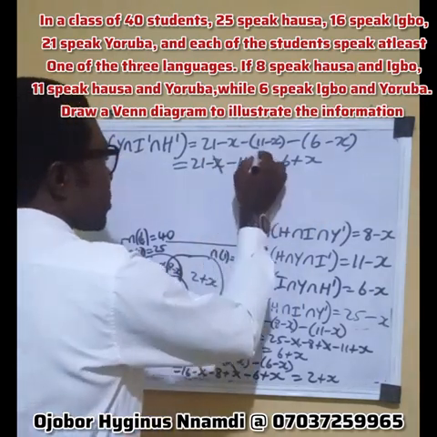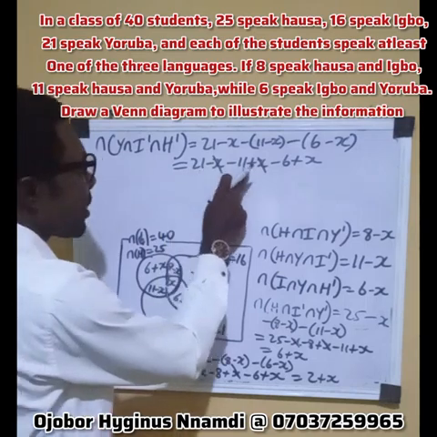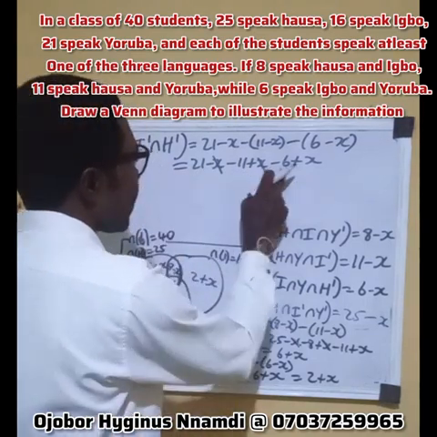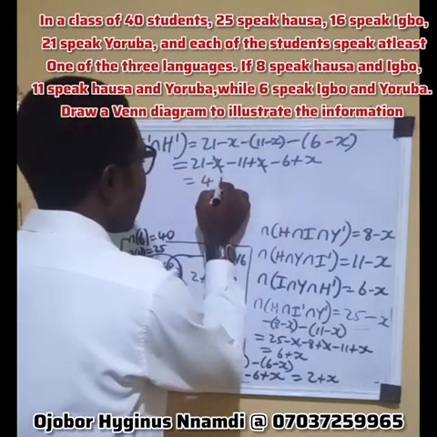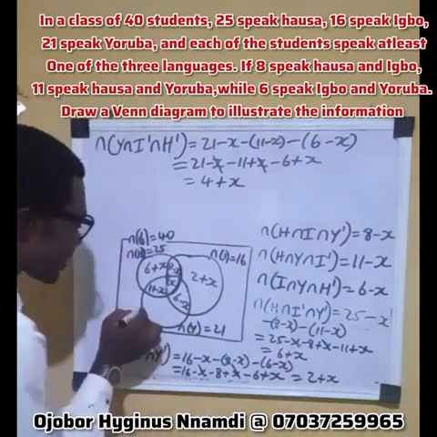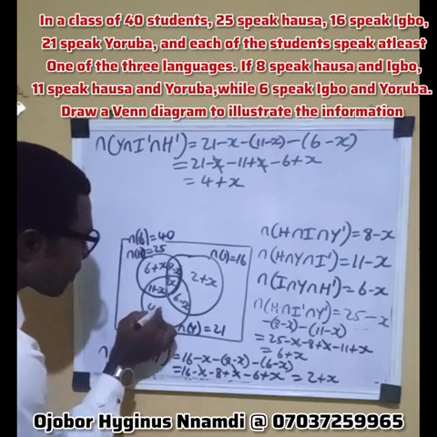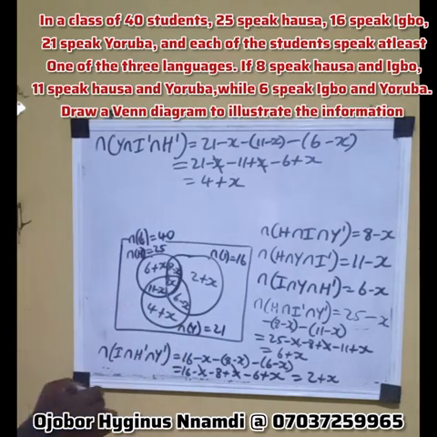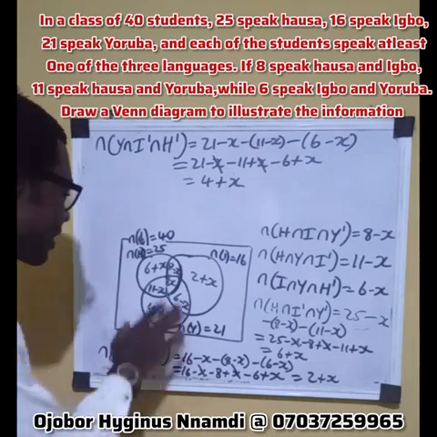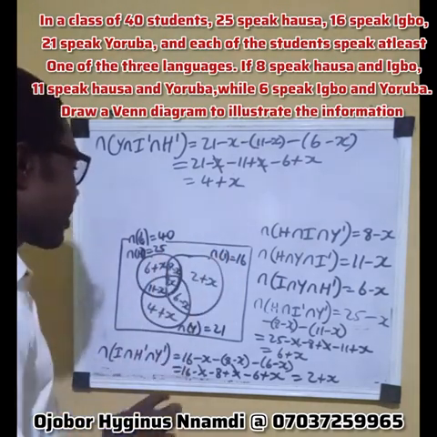And of course, minus x, we cancel x. 21 minus 11 is 10, minus 6 is 4. So we have 4 plus x. So the number of those that speak only Yoruba will be 4 plus x. And then our Venn diagram is complete now.